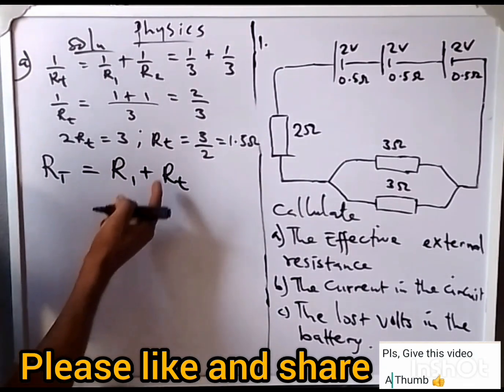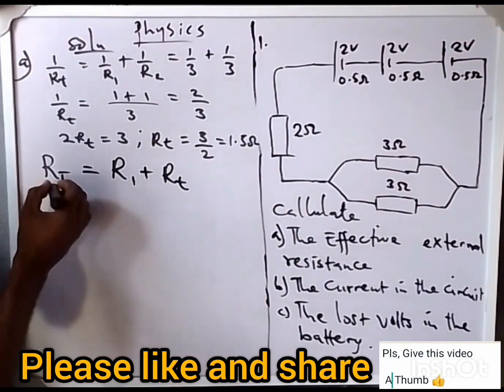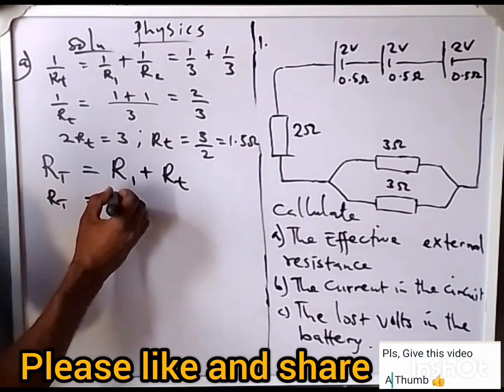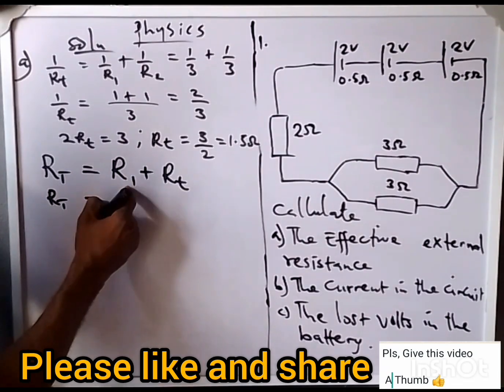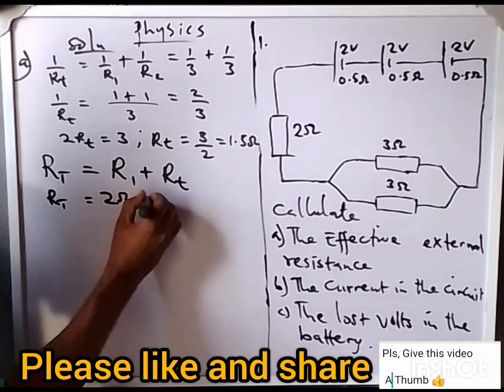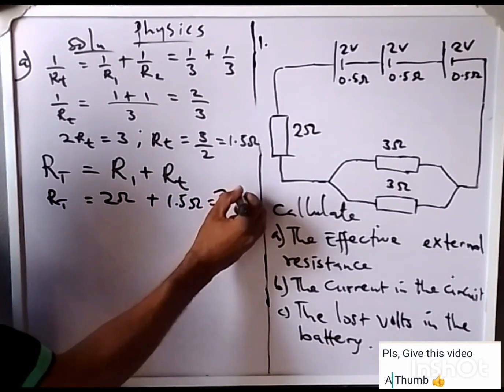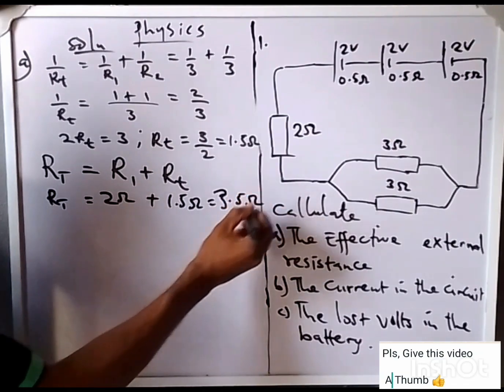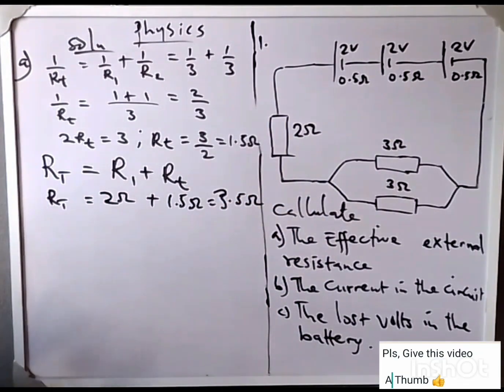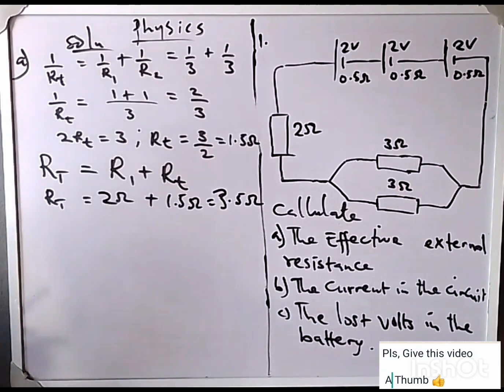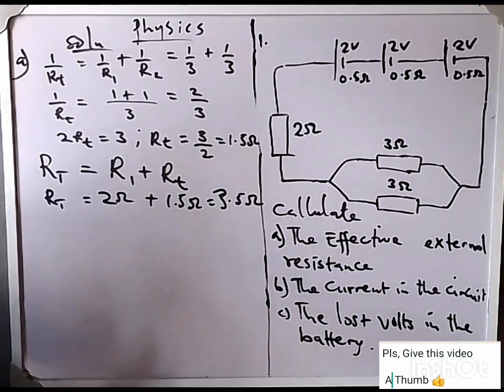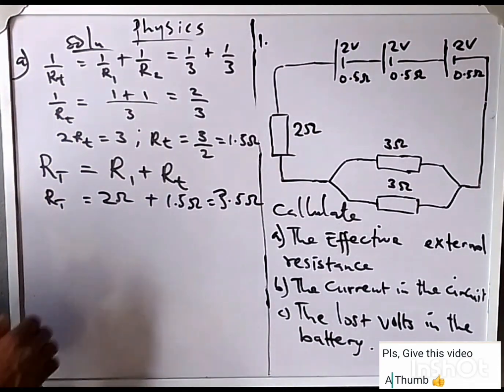Series connection of resistors: you add the values of the resistance of the resistors. So RT is equal to R1, now 2 ohms, plus rt, 1.5 ohms, which is 3.5 ohms. That is the final answer to question A. Question number 1A, we have the final answer to be 3.5 ohms. You can see it's not difficult, it's not hard. It's just for you to go through the puzzle of the thinking.